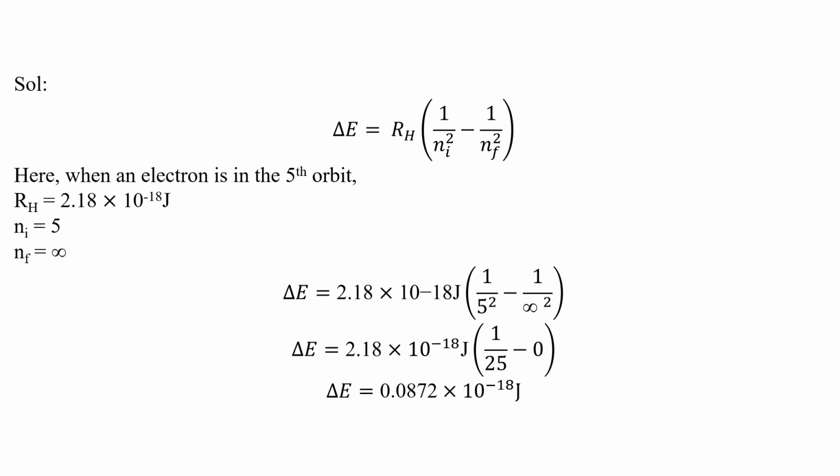When you supply a sufficient amount of energy, you throw this electron from the fifth orbit to an infinite distance, to the nth orbit at infinity. So Nf becomes infinity. What is Nf? The number of the orbit in which the electron is present finally.